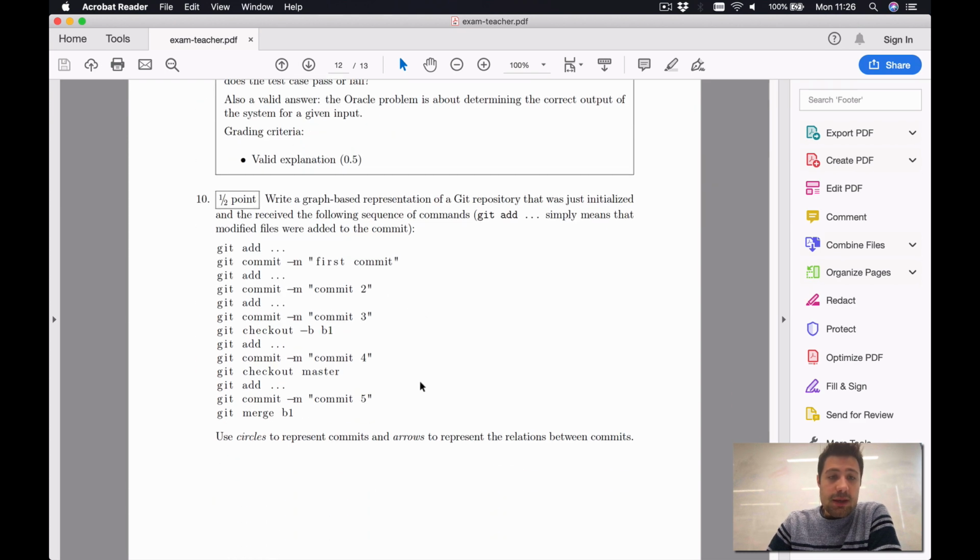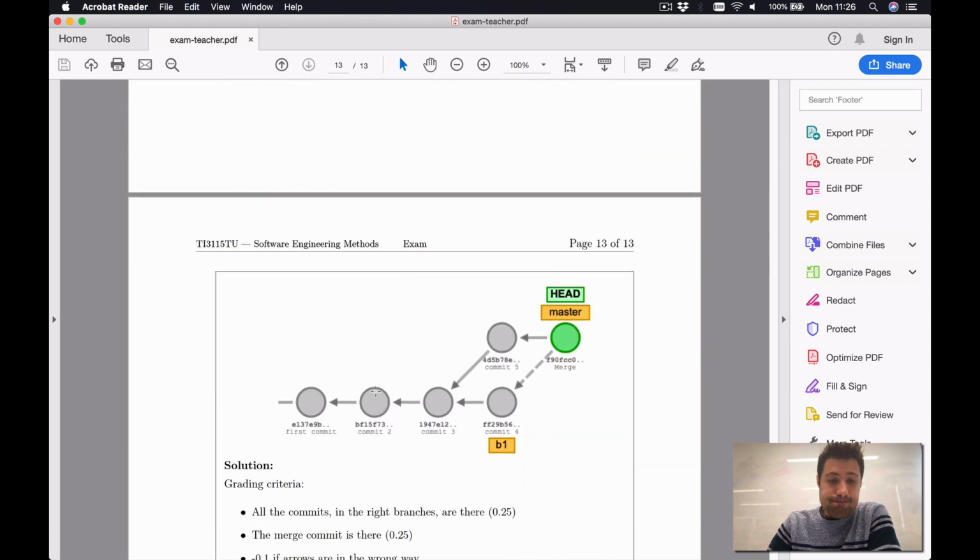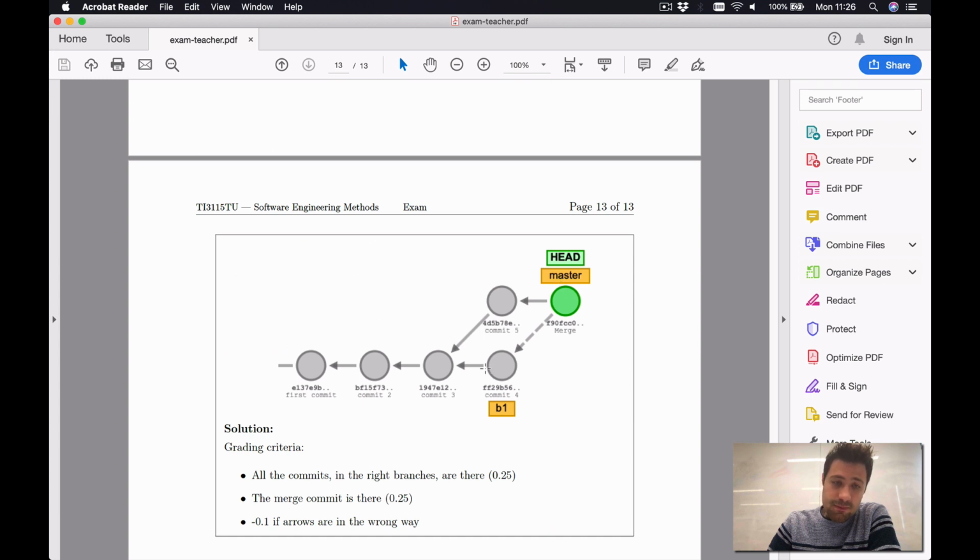And finally, the Git representation. A lot of you had a picture very similar to this one. I even thought, did they have access to a computer in there? Because the picture is very similar to the one from the Git visualization website, so you understood my tip from the lecture before the exam. I liked that.